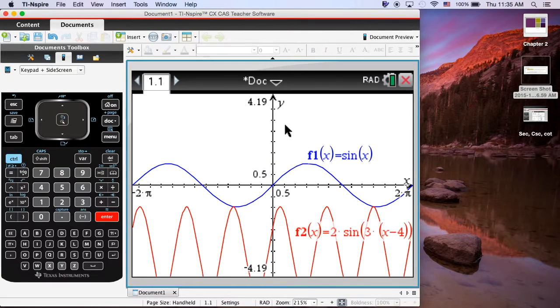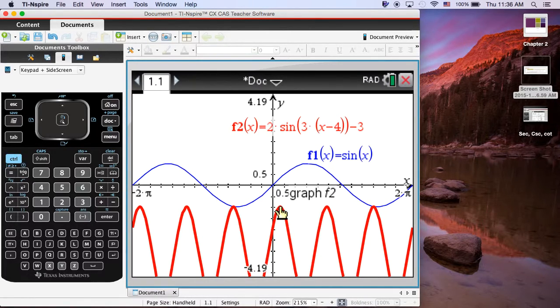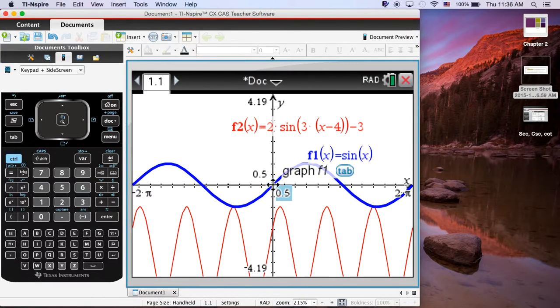So let's see how it looks. What did I do wrong? Oh, negative 3. So the vertical displacement is negative 3. So it goes down 3. And then it goes up 2 from there. So the highest point is negative 1. And then the lowest point, we can't really see it here, but the lowest point will be 2 down from negative 3. So it should be negative 5.